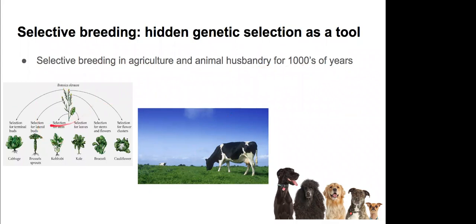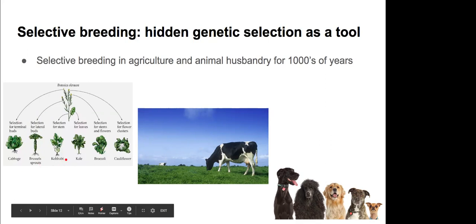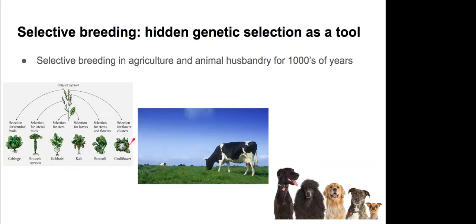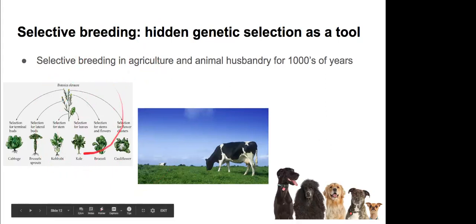For instance, this mustard plant, this wild mustard plant was selectively bred in different parts of the world to get different traits in their offspring. And we have cabbage out of it now growing as a plant. We have Brussels sprout, kohlrabi, kale, broccoli, and our most revered food, cauliflower. So these are all products of selective breeding, a genetic selection tool that was being engineered by our ancestors without even understanding how they were playing with the DNA of these organisms.